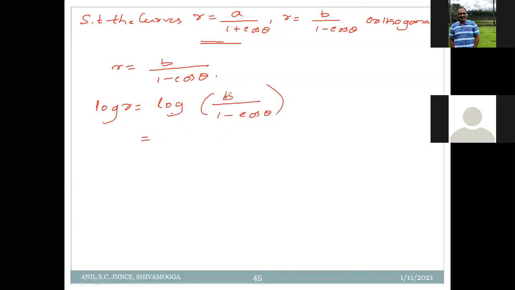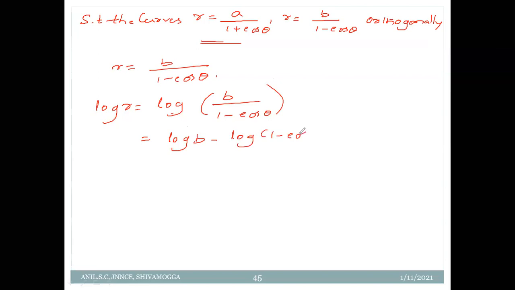Now this takes log m by n form. That can be written as log B minus log 1 minus cos theta. This is log R. Now differentiate both sides with respect to theta.